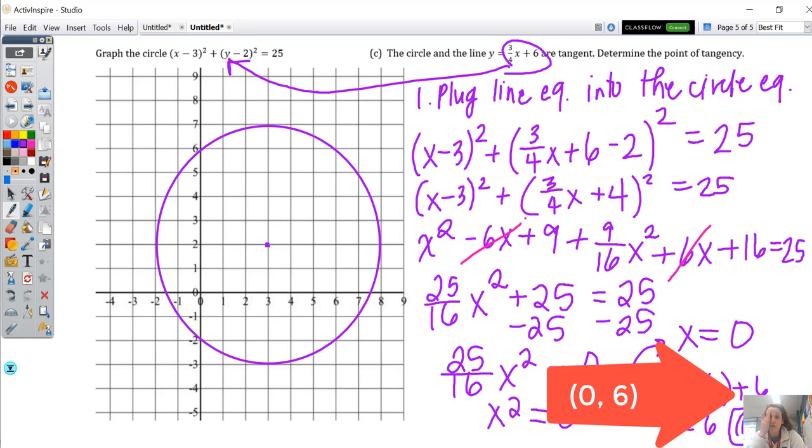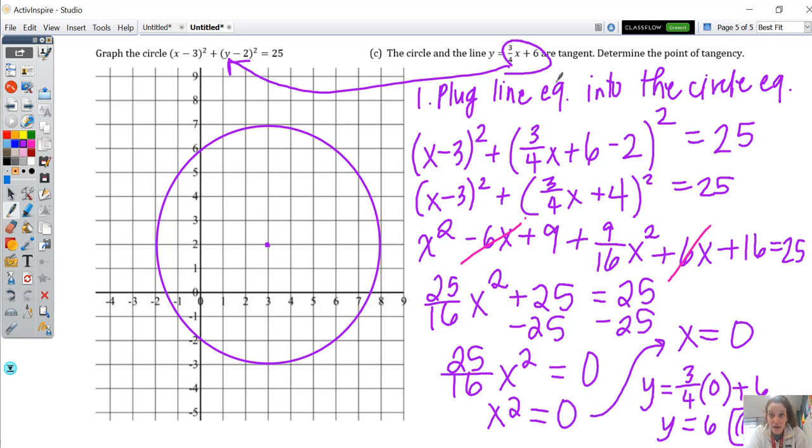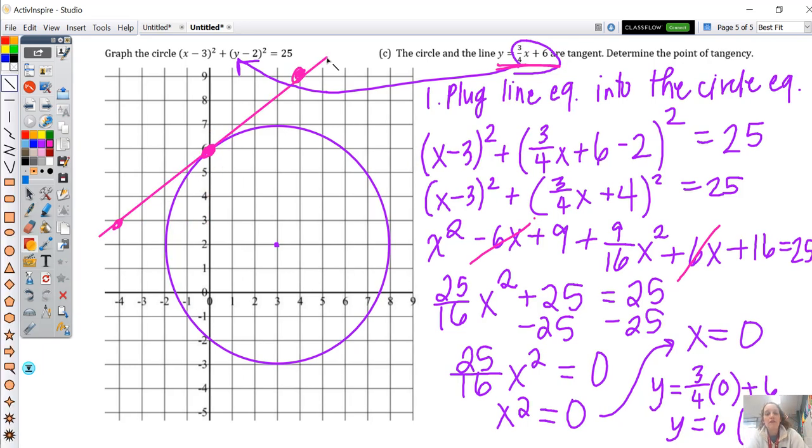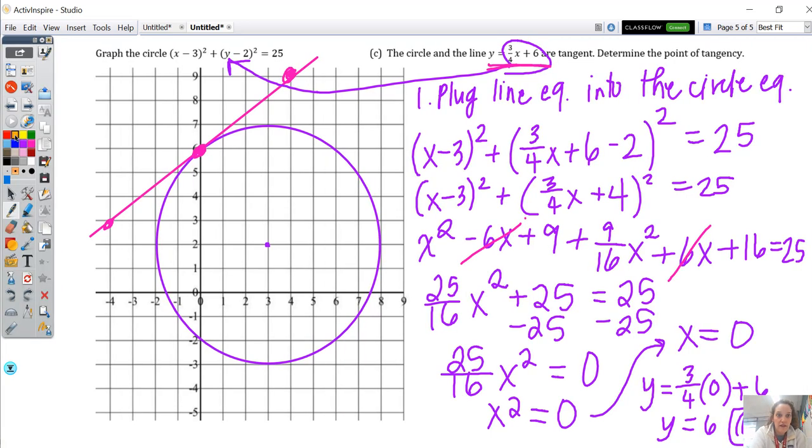So if we were to go graph that line, though, that would make sense. So the y-intercept of that line is at positive 6. And if you plot the line, you'll go up 3 and right 4, or down 3 to the left 4. So then we can graph that tangent line and confirm it with our radius.